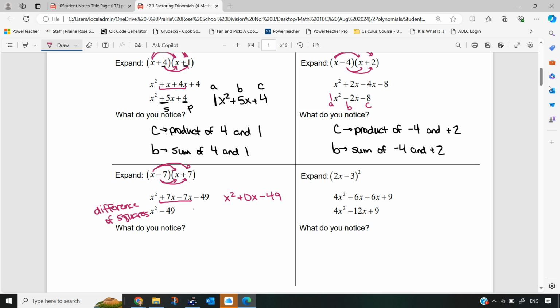So what do we notice? Well, we notice that our c value, which is the negative 49, is again the product of negative 7 and positive 7, and our b value is the sum of negative 7 and positive 7.